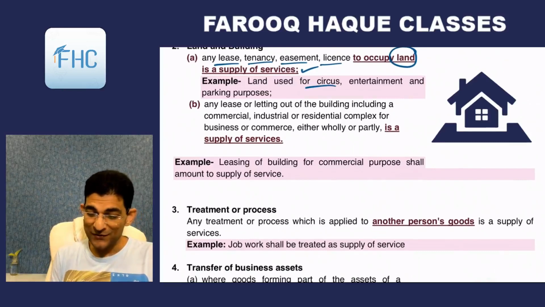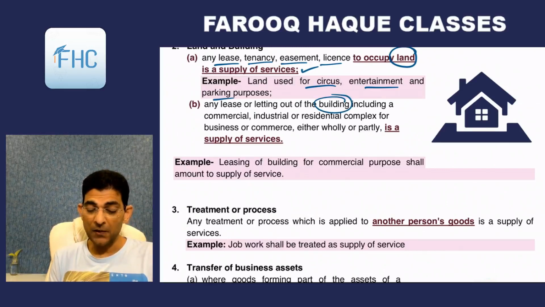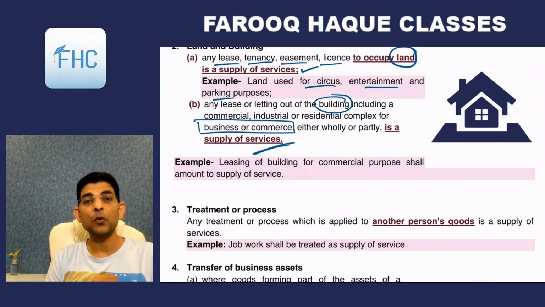Examples are given like for circus, entertainment, parking, etc. Any kind of business use. Then any lease or letting out of building, second point is regarding building, including a commercial, industrial or residential complex for business or commerce, either wholly or partly, is a supply of service. So it is same as land, only difference is that here it is given for business or commerce.